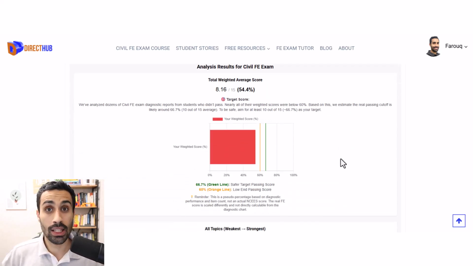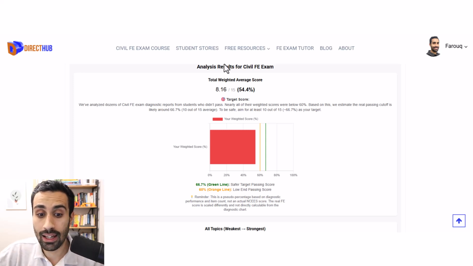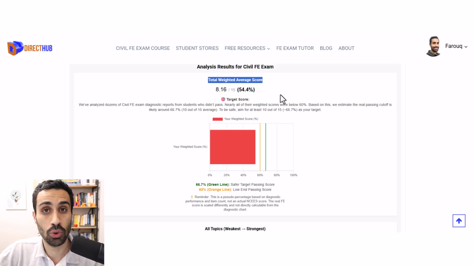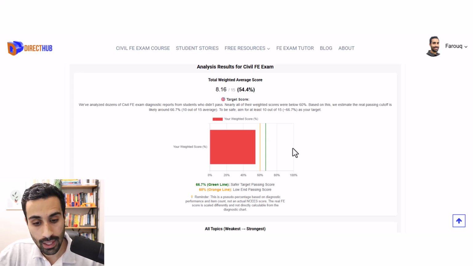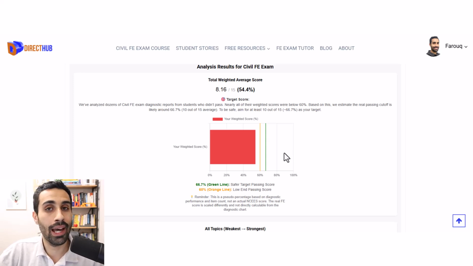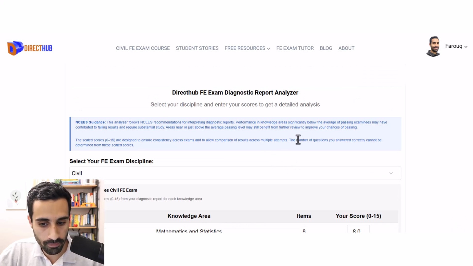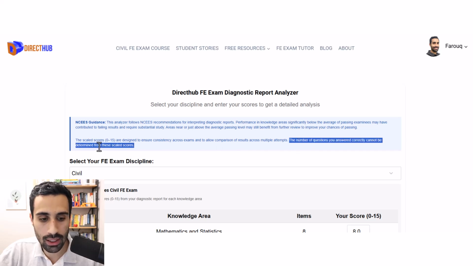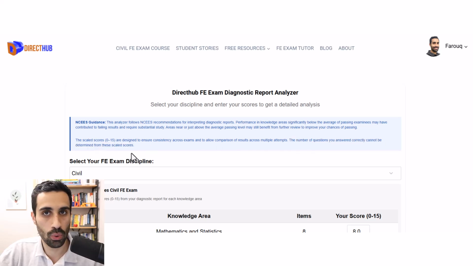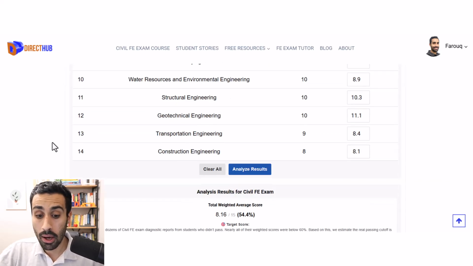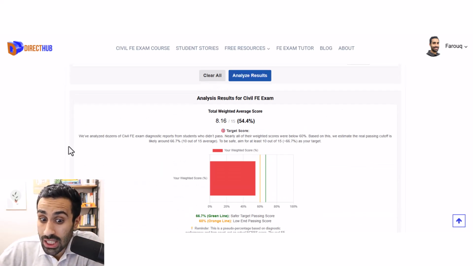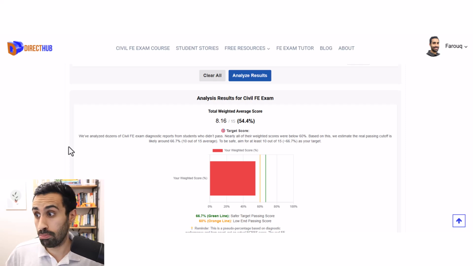So I tried to make this really visual for you. What we're going to do is get a total weighted average score. Again, NCEES says we can't get a score out of this. We can't get the total number of correct questions. The number of questions we answered correctly cannot be determined from these scaled scores. We cannot get that. But what we can do is get a weighted average score based on what we're given. This is all the data we have.